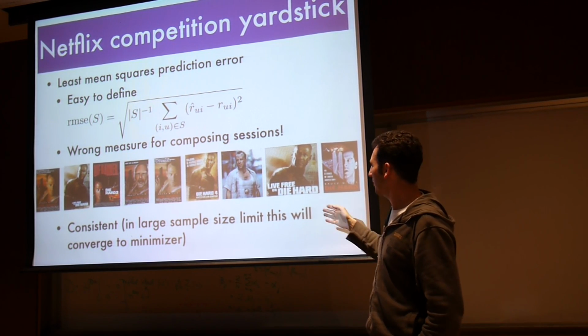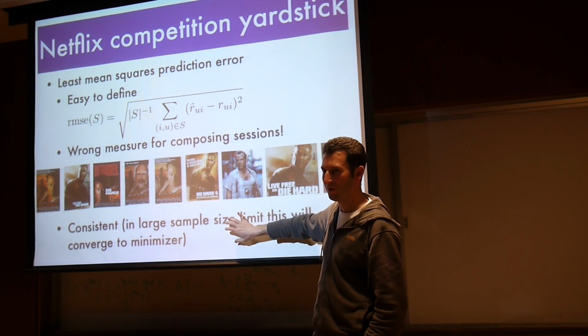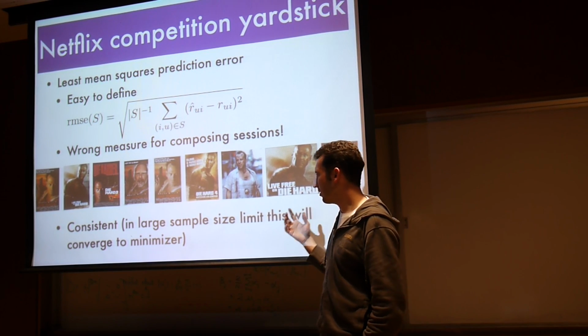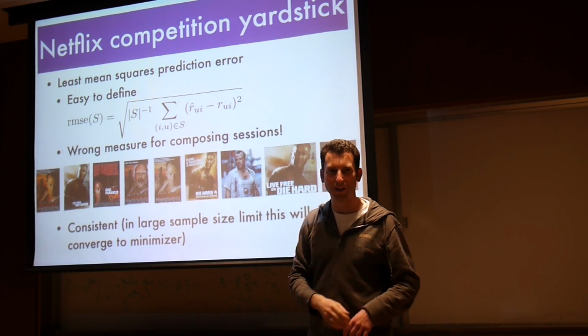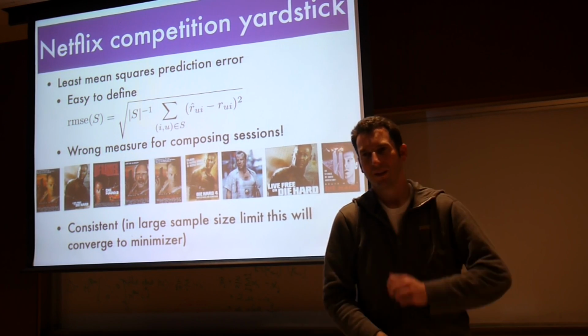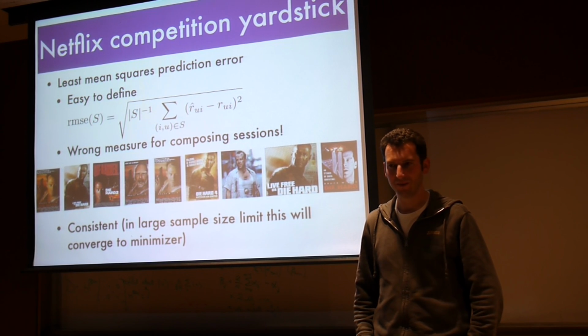The only good thing about this score function is that it's consistent. In other words, if I minimize the score, in the large sample size limit, my estimator will converge to something that is fairly accurate.